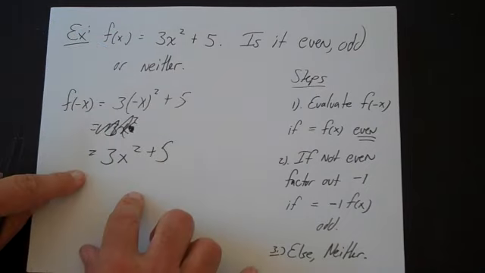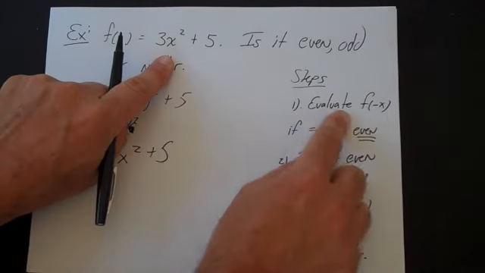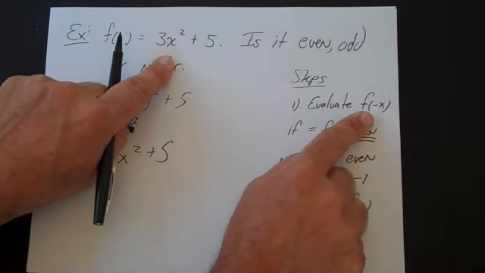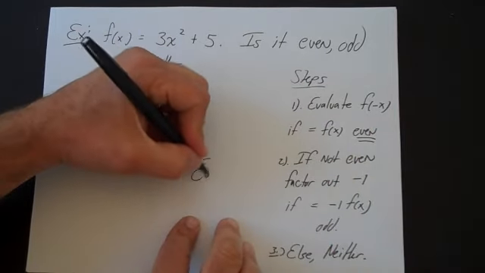Now at that point, stop and see if that's equal to f of x. Is that what you started with originally? It is. So you plug in a negative x where the x is. If it's the same as what you started with, it's even. And you're done.